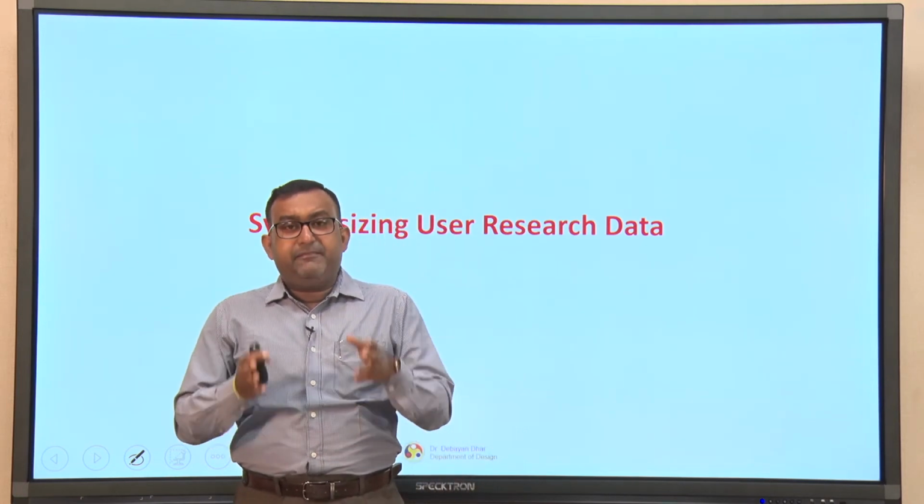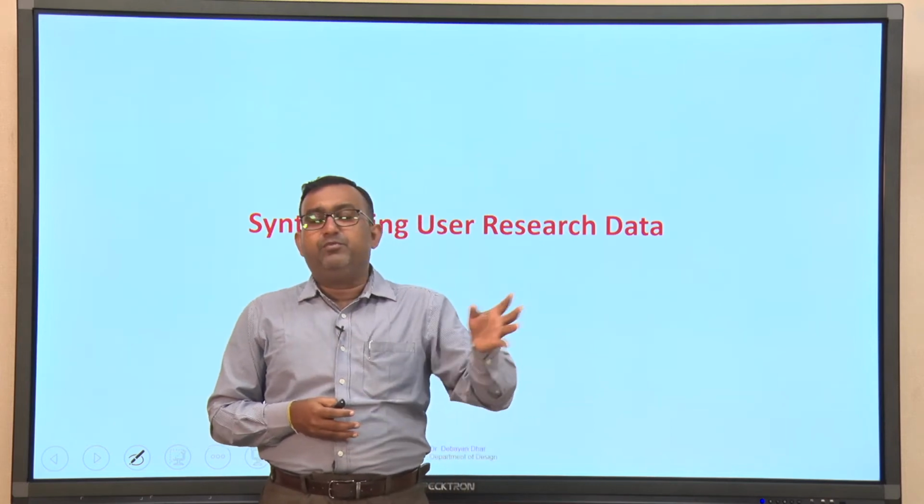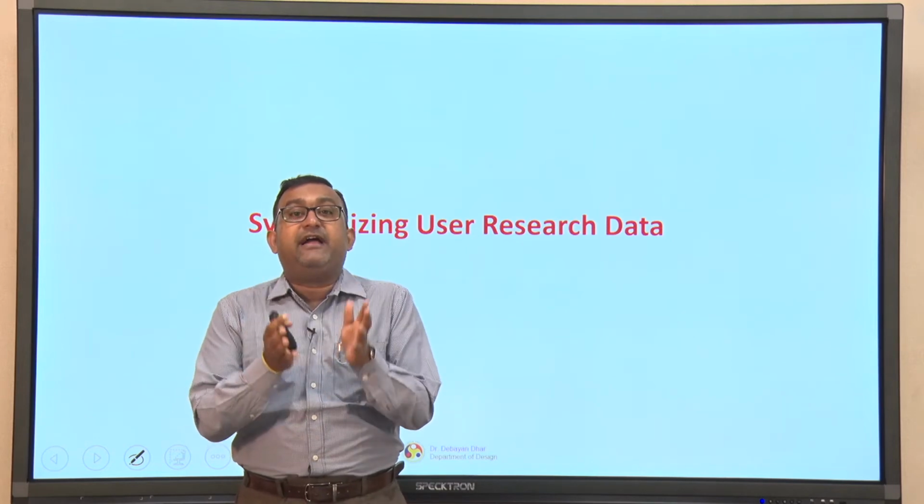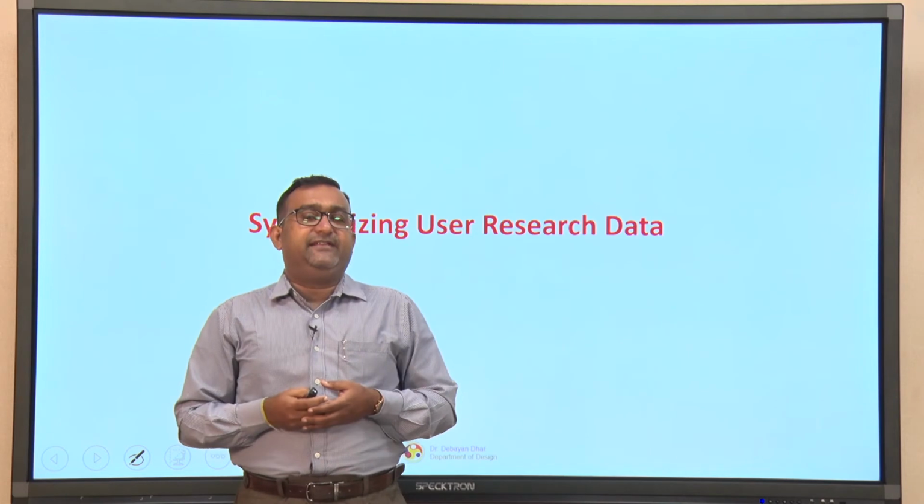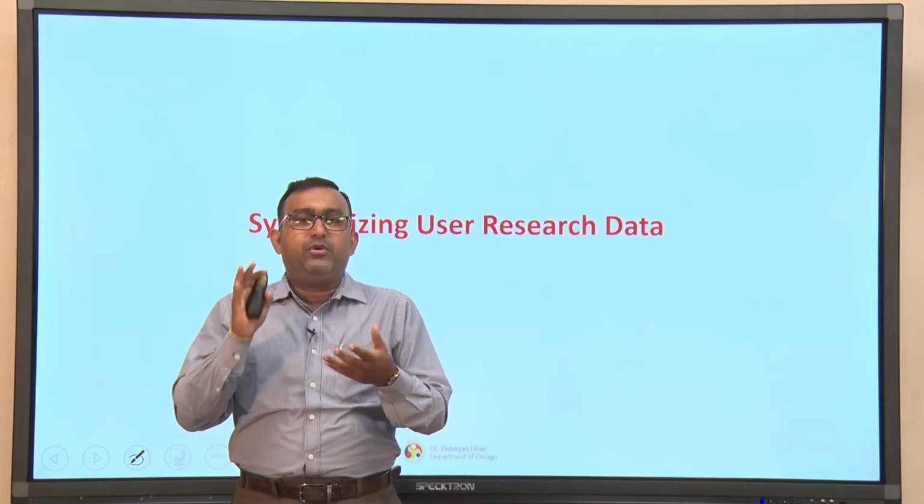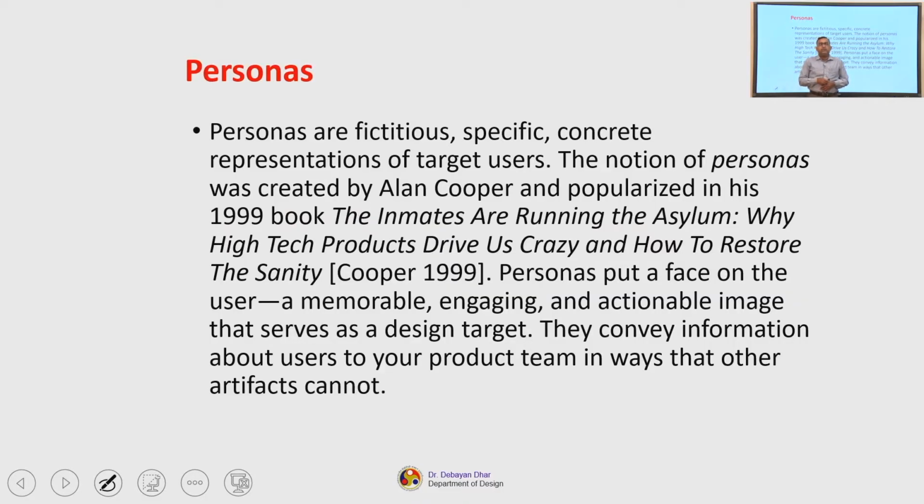Remember that the main objective of conducting user research, be it contextual inquiry, be it interview, be it survey, be it any other way, is to identify the mental model of our user. And we represent those characteristics through a person, a representative figure, which we call a persona. We will discuss that in detail right now. So, personas are fictitious, they are specific, they are concrete representations of target users. Remember these words, personas are fictitious, specific, concrete representations of target users.